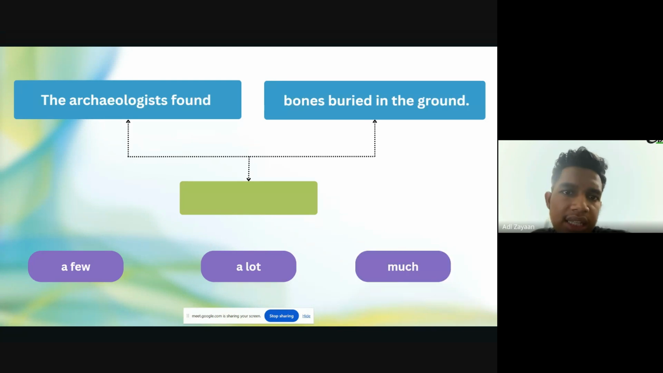Next question. The archaeologist found dash bones buried in the ground. Archaeologist may be a new word for you. Archaeologists are the people who find old, historical things. For example, there might be an old stone made by a volcanic eruption long before. This is an old thing, right? Archaeologists are the people who learn about these old things.